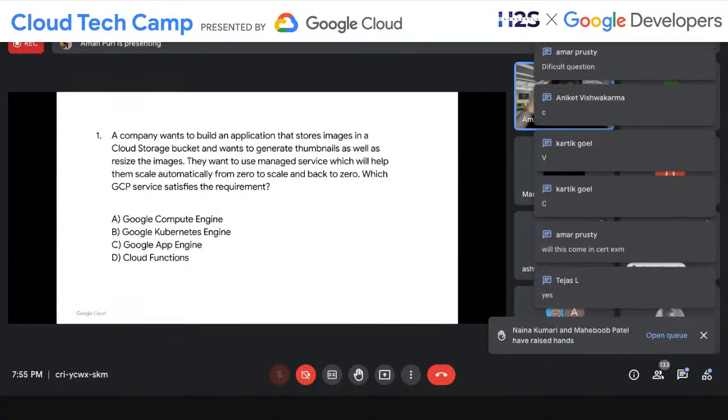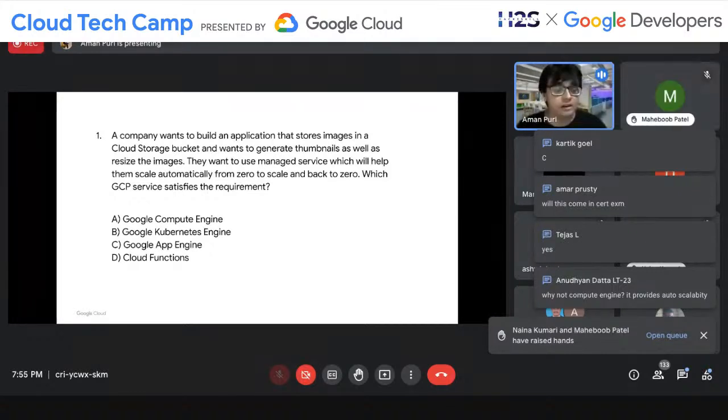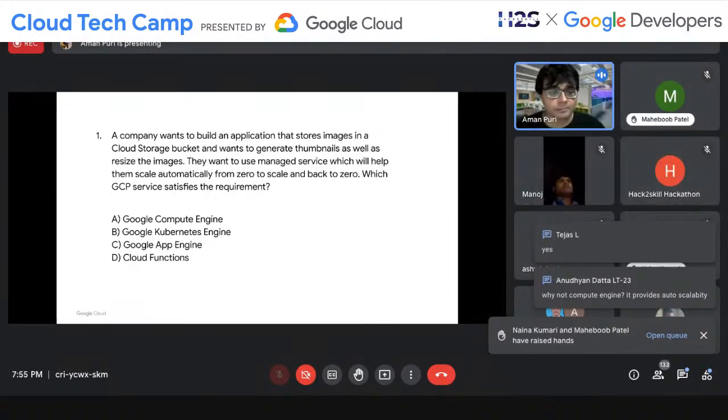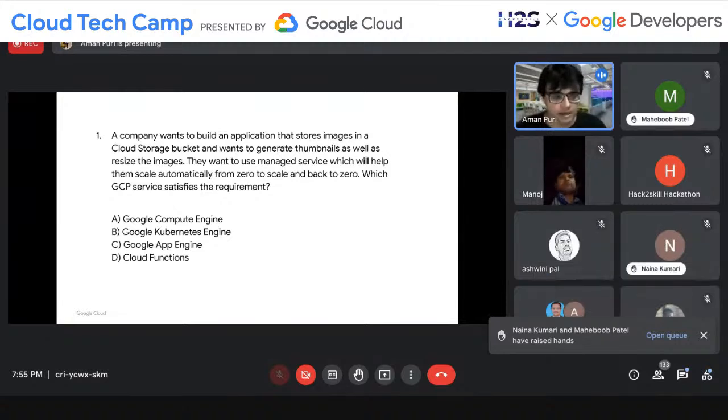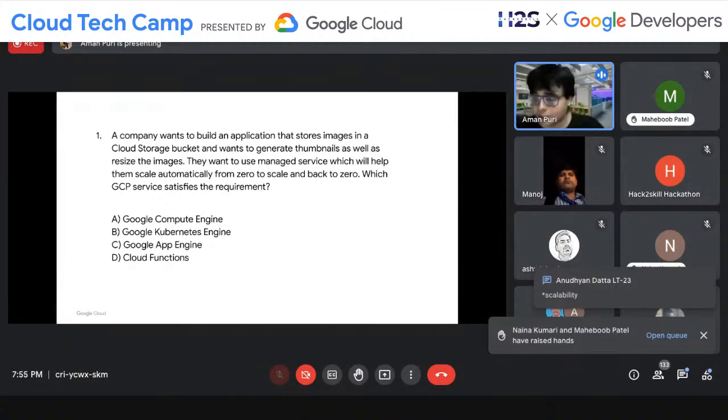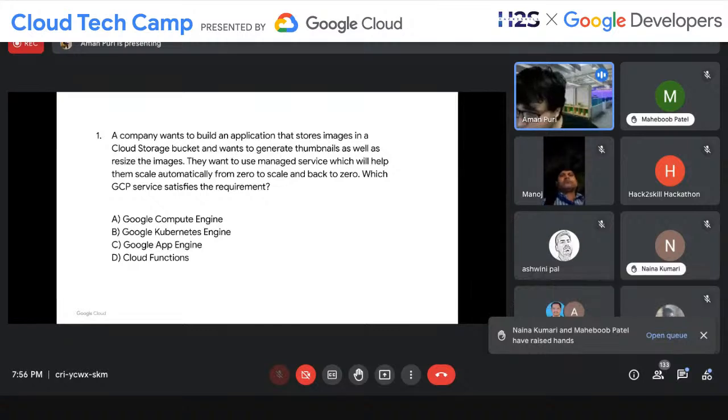Now, Cloud Functions is generally a function as a service. This kind of function is only meant for event-driven processes and not for an application-like solution. So yes, the correct answer in this case is App Engine, because in App Engine, you can integrate your web application.